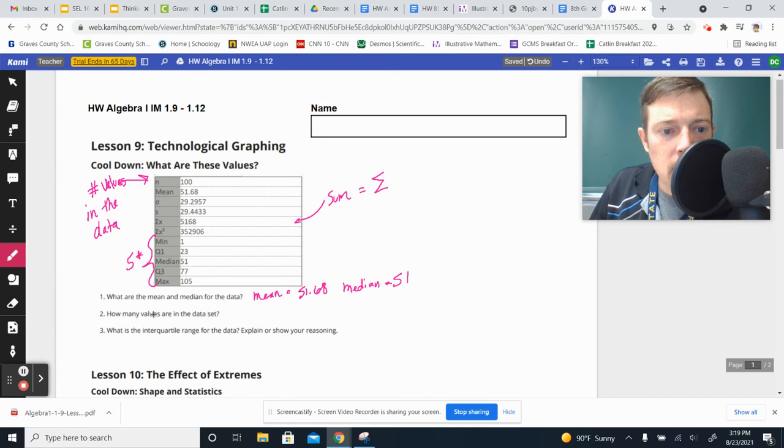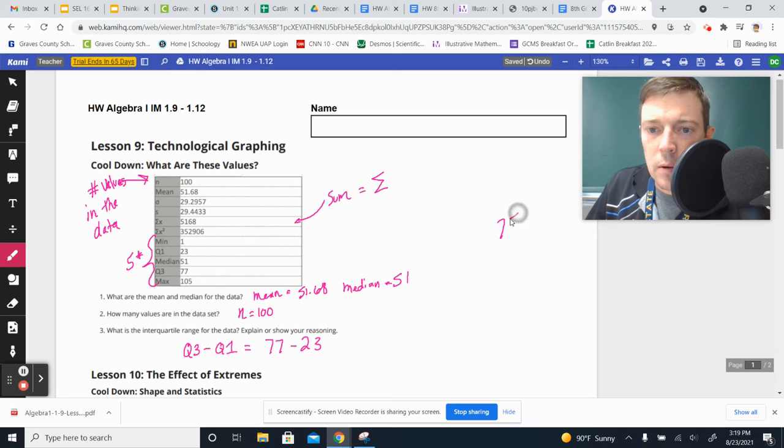And then on the second part, how many values are in the data sets? That is the n. So that tells you that n equals 100. And then number 3, what is the interquartile range? We know that that is Q3 minus Q1, which most of us remembered for our quiz. But in this particular case, 77 minus 23 is the math that you need to do. I'll work that over here. 7 take away the 3 is 4, and 7 take away the 2 is 5. So we get 54 for our IQR. Write that down for you there.